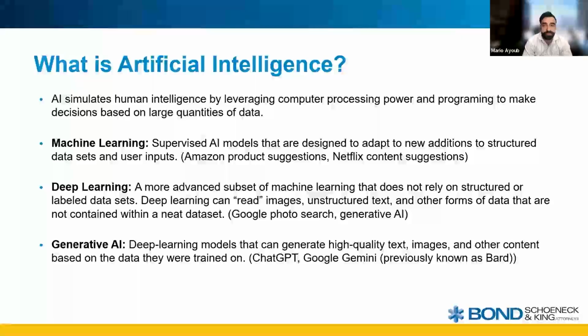I'm sure you've seen some of these other definitions below on this slide. We'll go through them quickly. So machine learning is one of the earlier implementations of AI technology, and we've been using this for years. These are supervised models that are designed to adapt to new additions to structured data sets and user inputs. And by structured data sets, all I mean is the program knows what type of data it's going to receive. In contrast to programs that can ingest all sorts of content, these algorithms are more limited in their functionality, and they're expecting to see certain pieces of data come through.